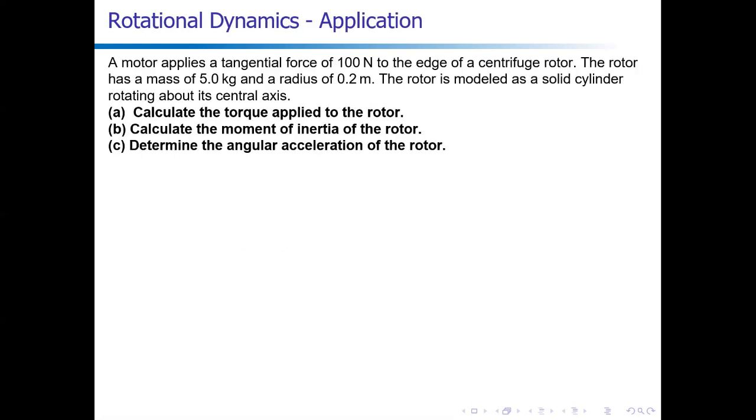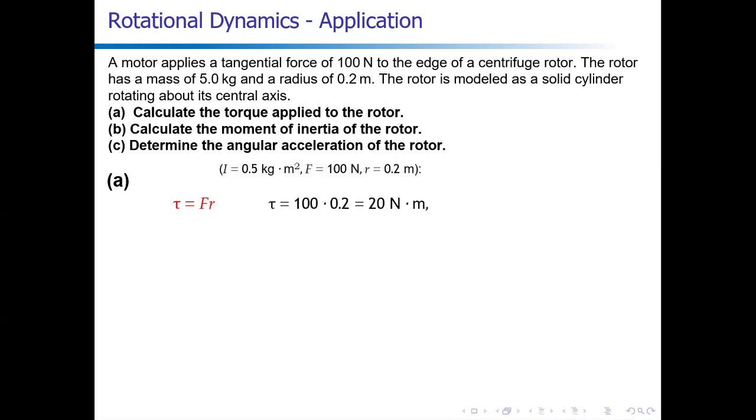Let's walk through a practical example of rotational dynamics, specifically torque, moment of inertia, and angular acceleration for a centrifugal rotor. We're told the motor applies a tangential force of 100 newtons at the edge of the rotor, which has a radius of 0.2 meters. Using the torque equation of tau equals F multiplied by R, we determine torque to be equal to 100 times 0.2, which comes to 20 newton meters.